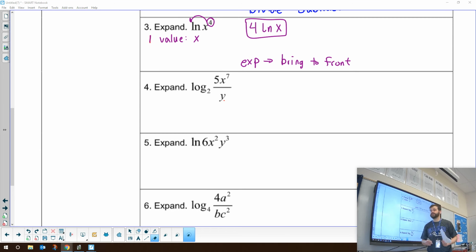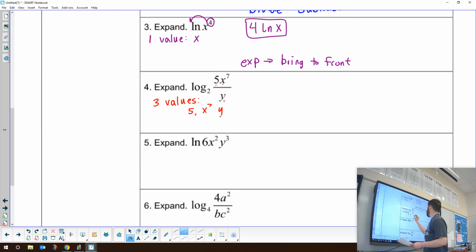Okay, on this next one, you'll notice how I have multiple numbers here that we have to take care of. On this one, I actually have three values. I have a 5, I have an x to the 7, I have a y. Now, we have to pay attention to what we are doing with each one of those values. So my three values are 5, x to the 7, and y. And we have to pay attention because I am multiplying these two together, so I'm going to add these two together, but I'm dividing the y. So I'm going to subtract the y.